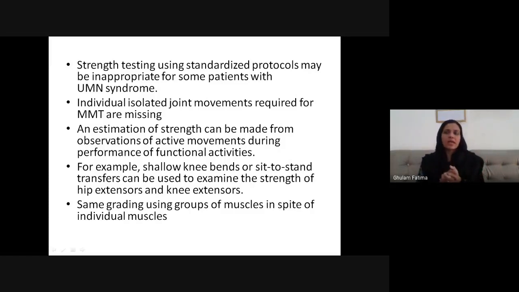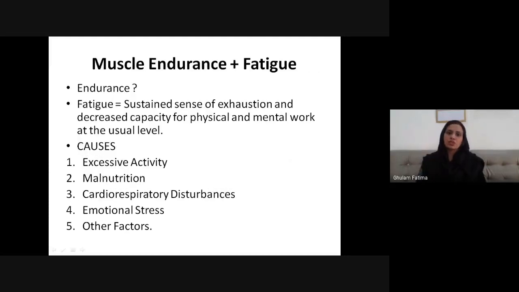Like shallow knee bends can be used, sit to stand can be used, and if a patient is able to adopt a position from sit to stand, it means that the muscles, especially the knee extensors and the hip extensors, have a strength of 3 plus, that they are able to hold the full body weight. So in spite of the injured muscle, we have to adopt such methods to check muscle strength in neurological patients. Next comes the concept of muscle endurance and fatigue.